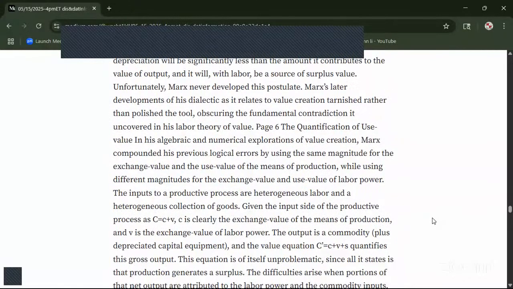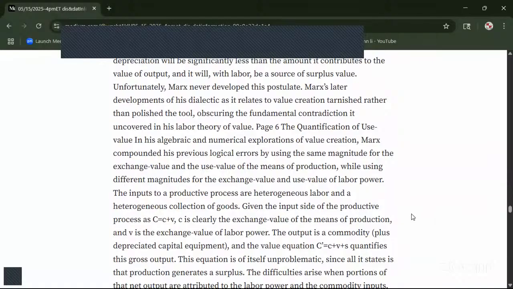In his algebraic and numeric explorations of value creation, Marx compounded his previous logical errors by using the same magnitude for the exchange value and the use value of the means of production, while using different magnitudes for the exchange value and use value of labor power. So you can see this is the deal here. The inputs to a productive process are heterogeneous labor and a heterogeneous collection of goods. Given the input side of the productive process as big C equals little c plus V, little c is clearly the exchange value of the means of production, and V is the exchange value of labor power.